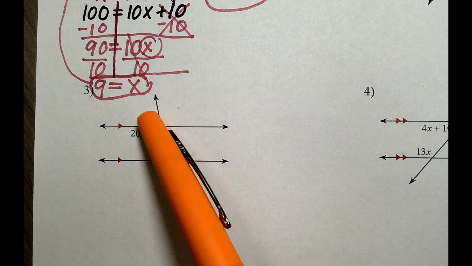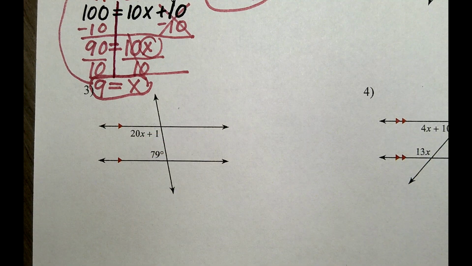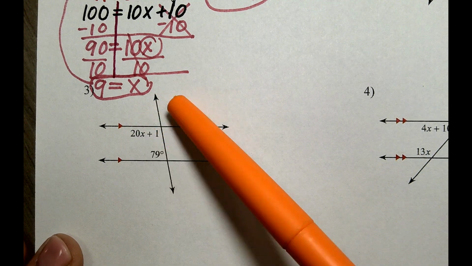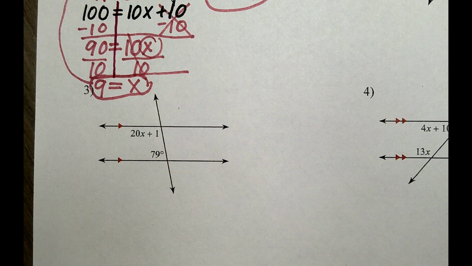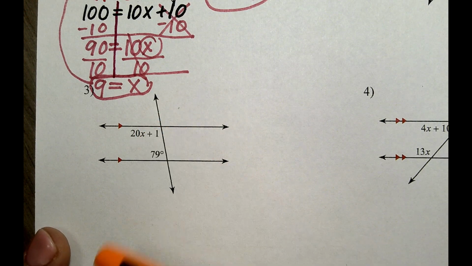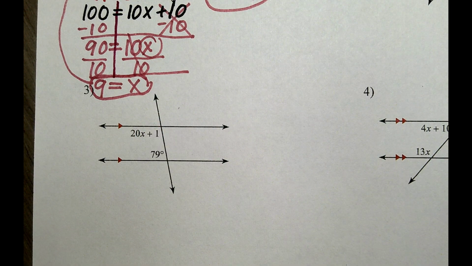Now I have 2 angles right next to each other on the inside. 20x plus 1 and 79. Are these angles equal to each other, or will they add up to 180? Add up to 180. How did you know they would add up to 180? They're not the same size. They aren't across from each other. They're not in those 4 equal positions. They're right next to each other. Usually, if they're across, they're equal. If they're beside, they add up to 180.